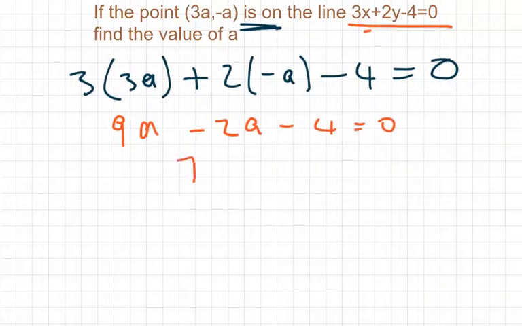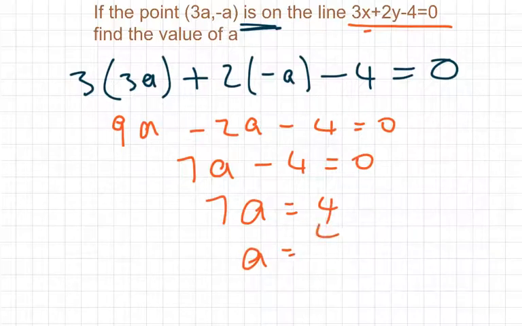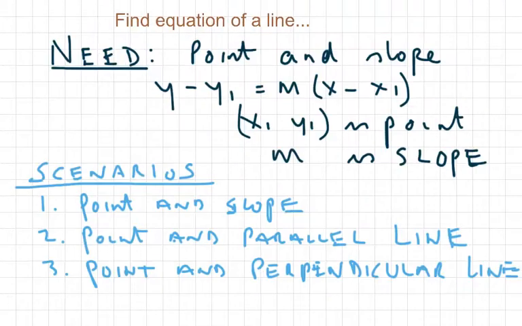And that means that 7a minus 4 is equal to 0. I'm doing this slowly. 7a is equal to 4, and that means that a is equal to 4 divided by 7. There are probably 3 main scenarios that you encounter when you're trying to find the equation of a line. Those are the 3 there. Let's have a look at them one at a time.